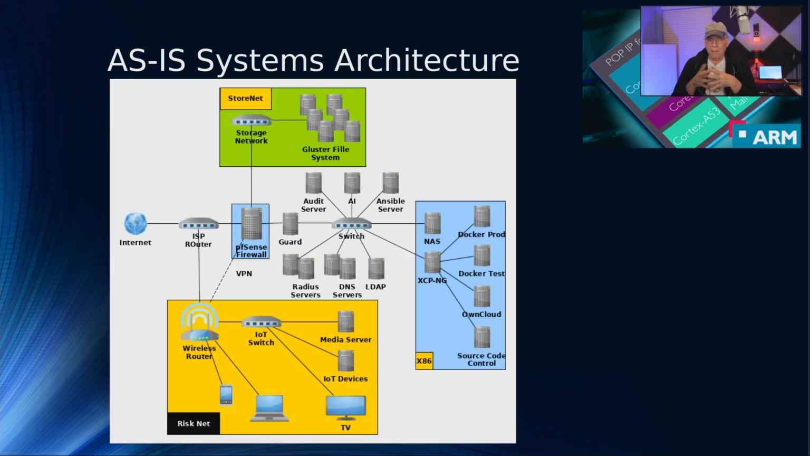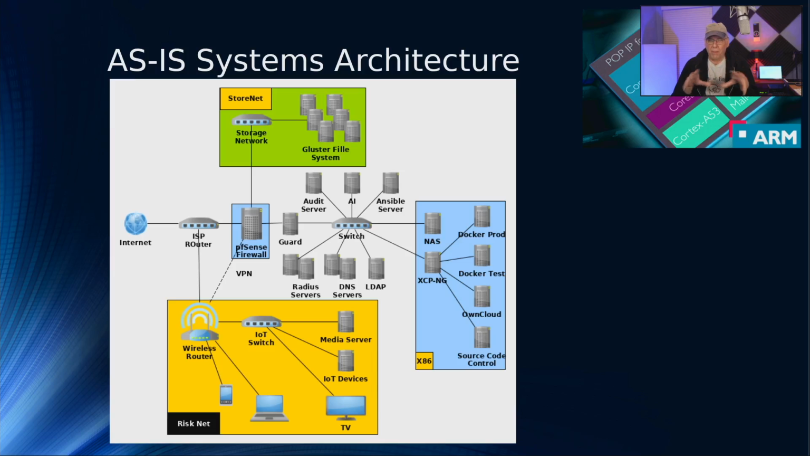So basically there are 4 networks. The first network at the bottom is the RiskNet. That's the one where all the dirty stuff is, the IoT devices, the media server, all of the things that I just don't trust. The wireless, the Wi-Fi network, that's all down there. So don't trust that at all. Those systems don't come up and touch anything else.